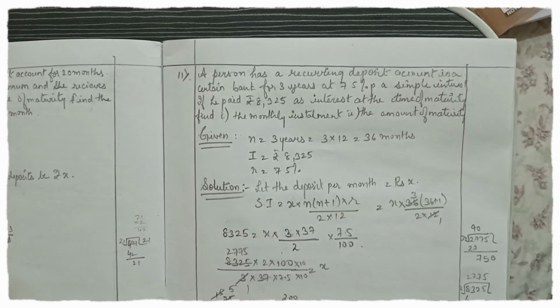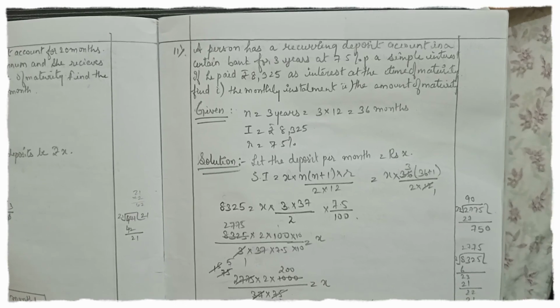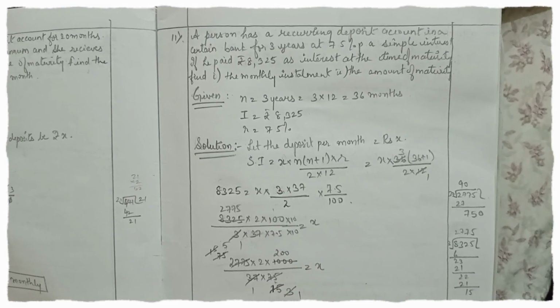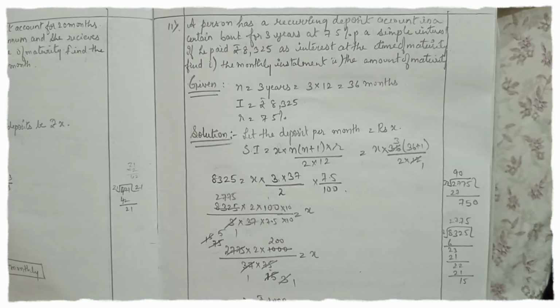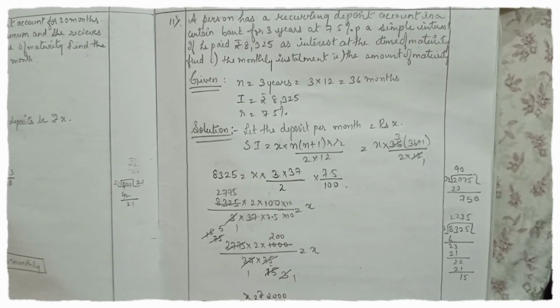His monthly installment. A person has a recurring deposit account in a certain bank for 3 years at 7.5% per annum simple interest. He was paid rupees 8,325 as interest at the time of maturity. Find the monthly installment. Secondly, you have to find the amount of maturity.